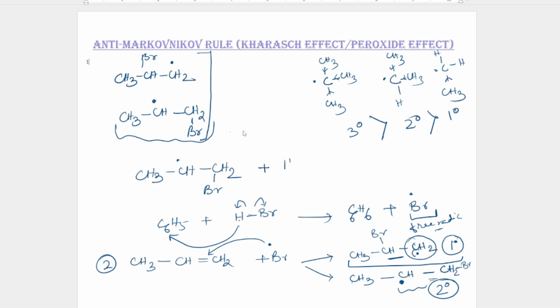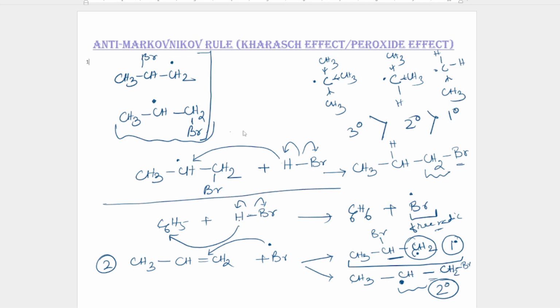And then next what happens? It reacts with the substrate again. It is generating the free radical. This hydrogen free radical will attack the CH to form CH hydrogen CH2 Br. So ultimately the Br is attached to the carbon atom which has more number of hydrogens. So this is called the Anti-Markovnikov rule.